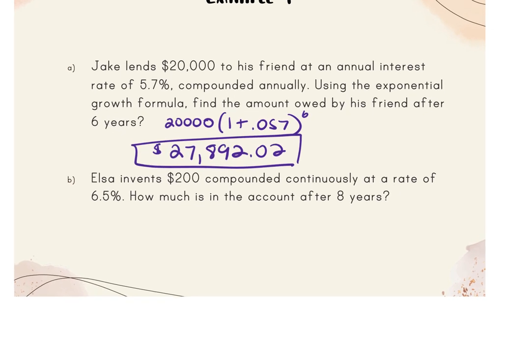B, Elsa invests $200 compounded continuously. So continuously means PERT, at a rate of 6.5%, which would be 0.065 in decimal form. How much is in the account after 8 years? So P is your initial balance times e to the 0.065 times 8. So 200, e is above your LN button, by your 4, 0.065 times 8.